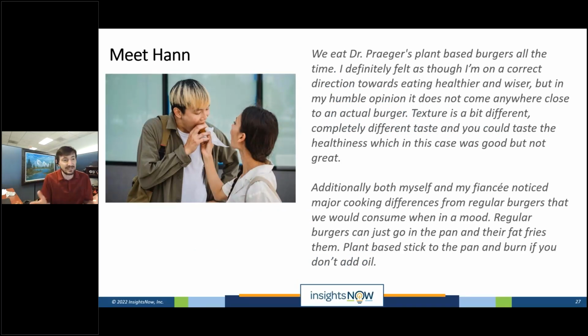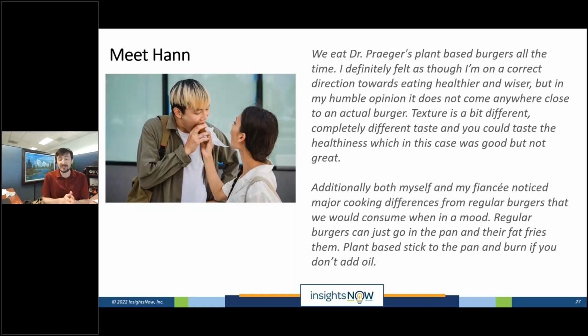Han's interesting. He has a fiance, and he and his fiance are big Dr. Prager's fans, and they're using them all the time. And again, this is something where it's like, I really feel like I'm eating healthy when I eat this particular product. It doesn't really come anywhere close to a real burger. Now, granted, Han and his fiance don't eat meat very often to begin with, but he has this ideal of what a real burger should be. They just don't go there because it's just not healthy enough for them, right?